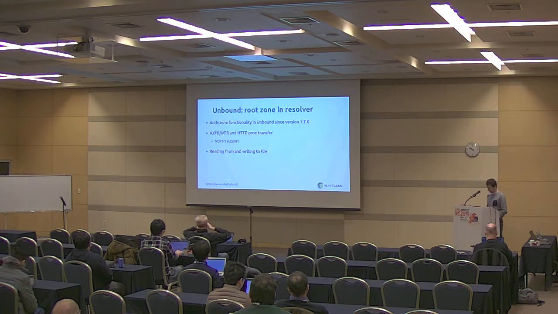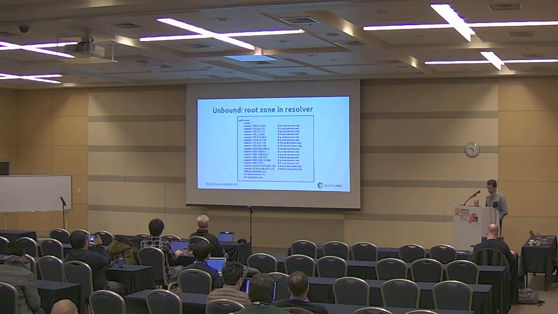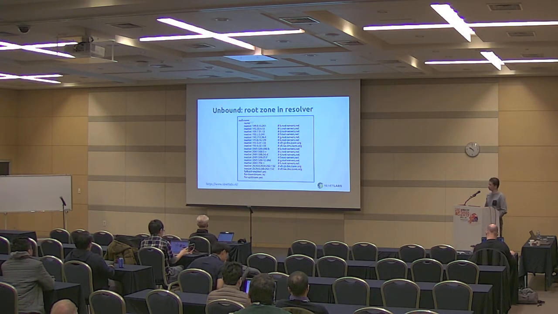So if we want to apply this for the root, you will have a configuration like this. We say the name is dot, so for the root, all the queries that go to the root, we want to use this zone file. Then we have a list of IP addresses that host the root zone. Those addresses have AXFR support open, so you can do DNS zone transfers from those IP addresses.